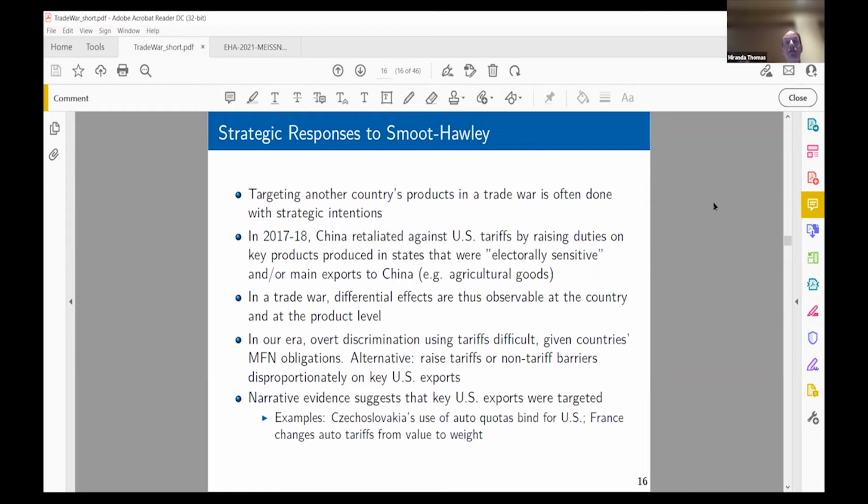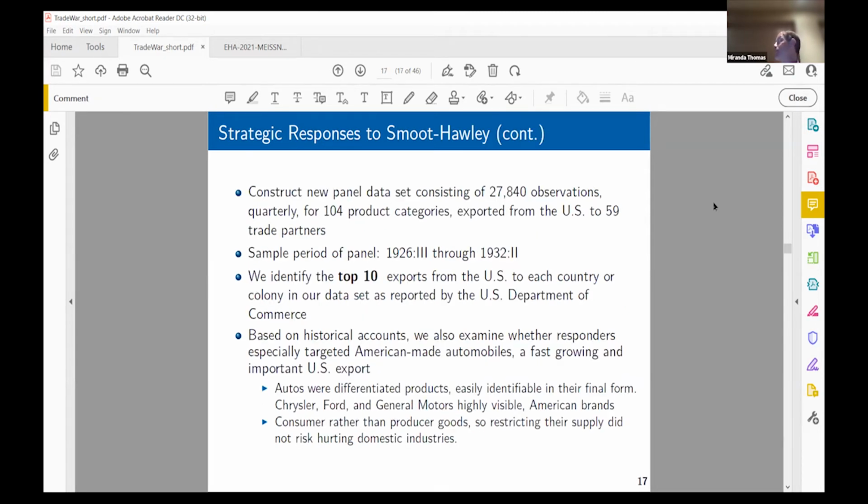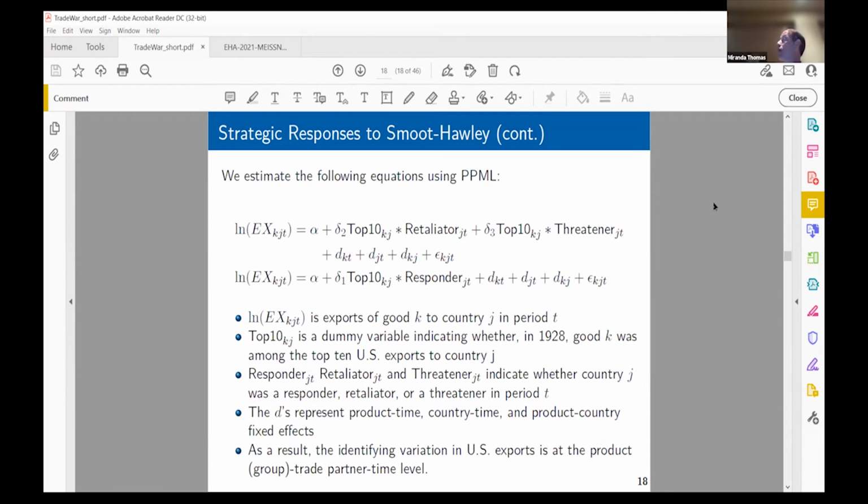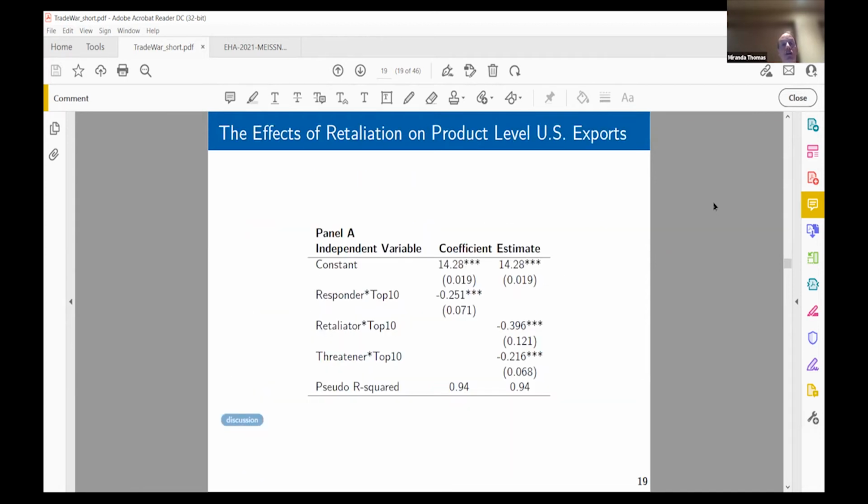What I want to spend my last minute on is thinking about these strategic responses to Smoot-Hawley. As I said, we could think of variation occurring at the product level, and that's nice again because we can dig deeper into these data. So we have 104 product categories. We identify the top 10 exports for each U.S. trade partner, and then we look, using a similar set of gravity models but using this product-level data, to see whether they targeted the most important U.S. exports to each country. And in fact, you see good evidence of this taking place.